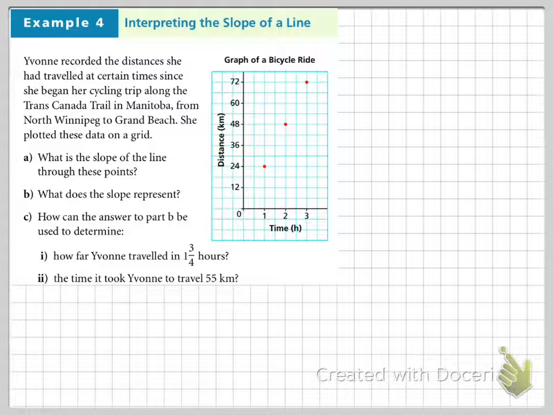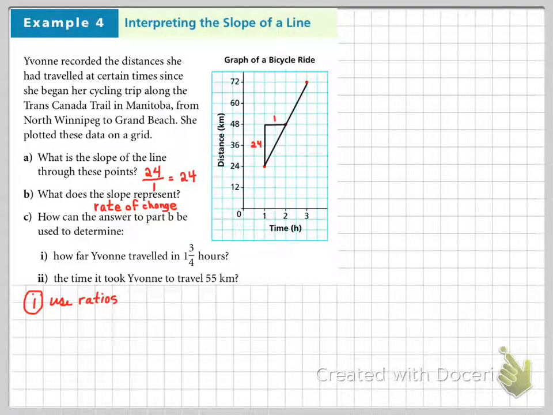Well, it's important not to just count the squares, but actually look at the units on each of the axes. So when you notice the slope, the rise is up 24, and the run is over 1. So the slope would be 24 over 1, or 24. What does the slope represent? Well, that's the distance, kilometers, per hour, or 24 kilometers per hour. And that's going to be your rate of change, or your speed in this case.